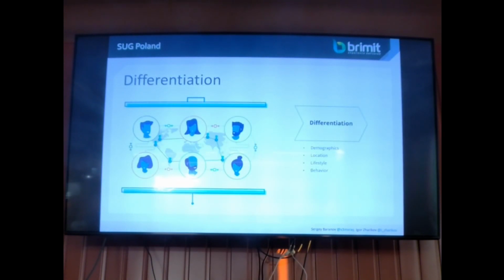The next step is differentiation, and this step involves some analysis. You need to put your users into segments, easily identifiable clusters for better targeting. You can divide by different parameters. There are different types of differentiation, and we will review them later.